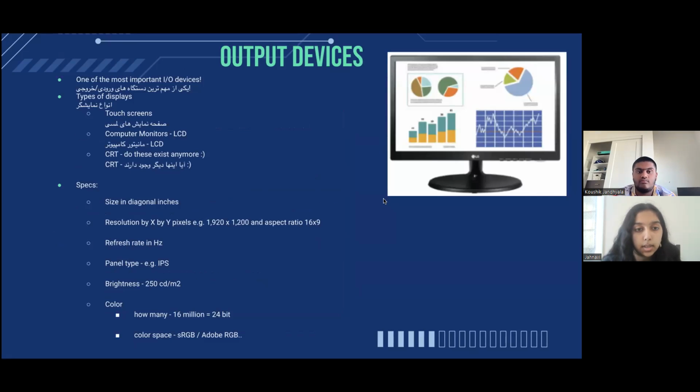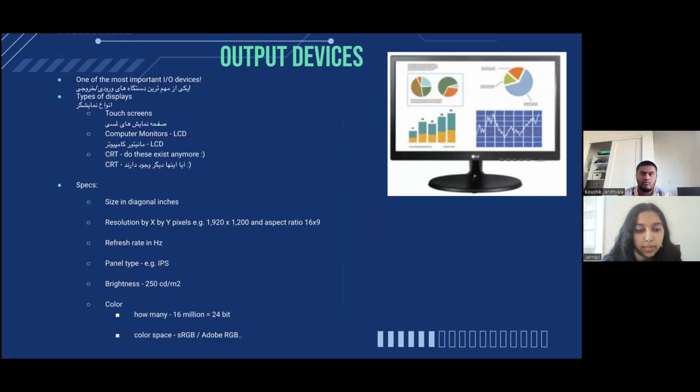Here are examples of some input and output devices. These are some of the most common input or output devices. First, we have types of displays. There are different types of displays, such as touchscreens, computer monitors, which use LCD, and CRT, which currently do not exist anymore.